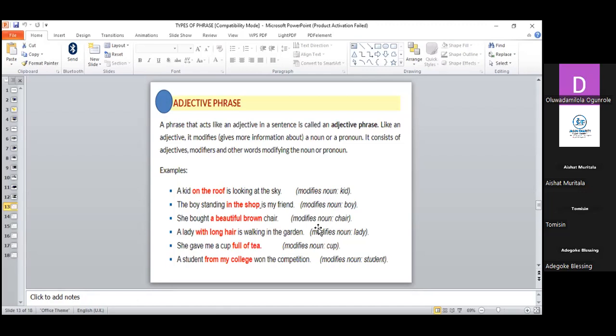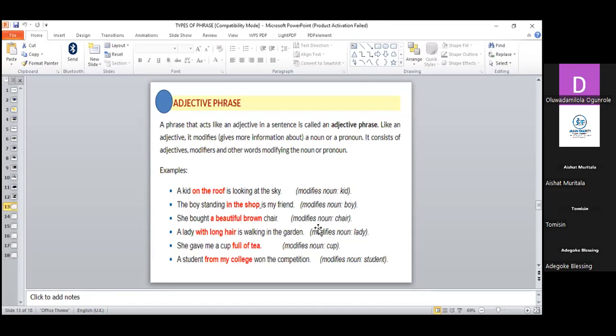Now, you realize that if I remove that expression, a beautiful brown, I could say she bought a car. Now, here we are talking about a particular car. We are talking about a particular car. And there, we are trying to give a better description of the kind of car we're talking about.